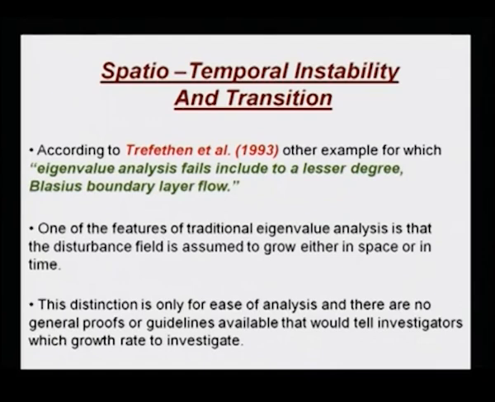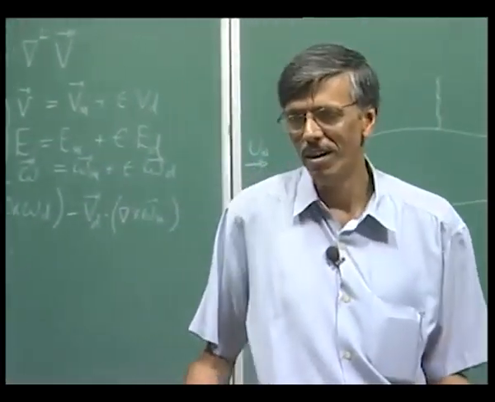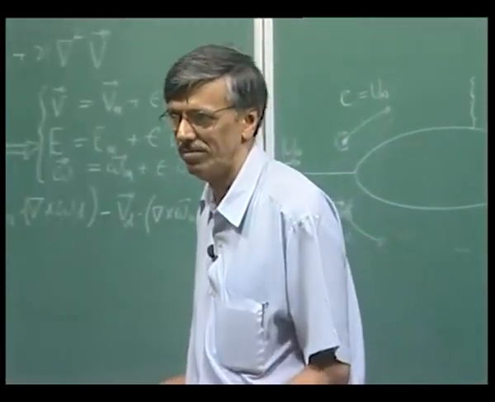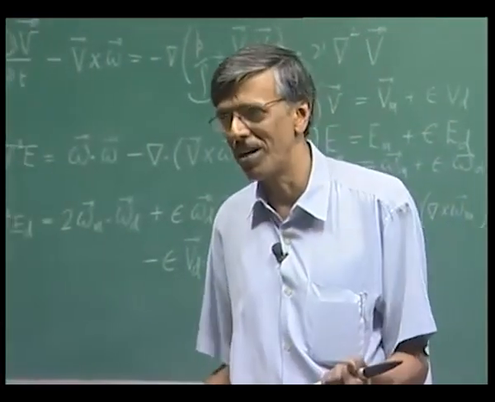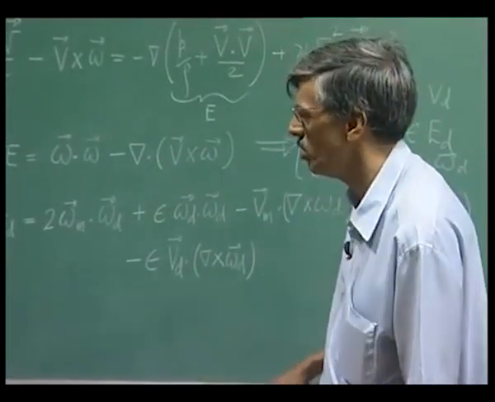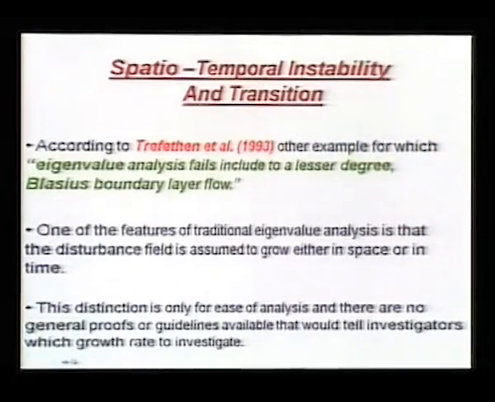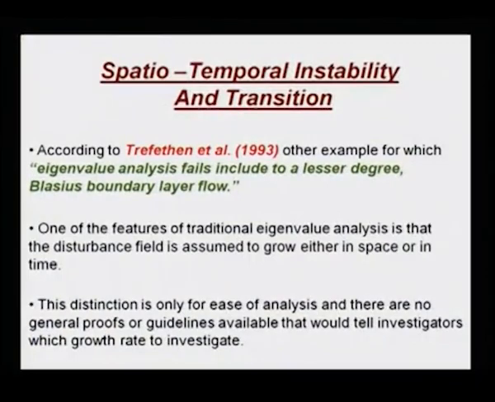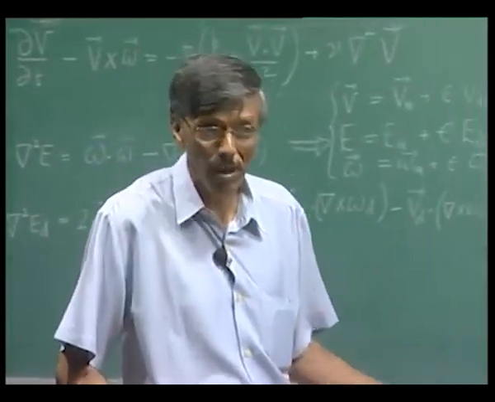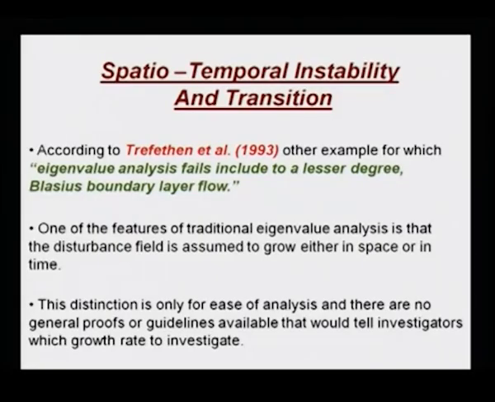One of the features of traditional eigenvalue analysis is that the disturbance field is assumed to grow either in space or in time. This is entirely a failure of the method, because physically how do we know a priori whether the disturbances are growing in space or in time, or who knows, it can grow both in space and time. And that is what the title of this topic is, that we are trying to look for cases where we are going to see simultaneous growth in space and time. Those will be called the spatiotemporal instability, and they can also lead to transition.